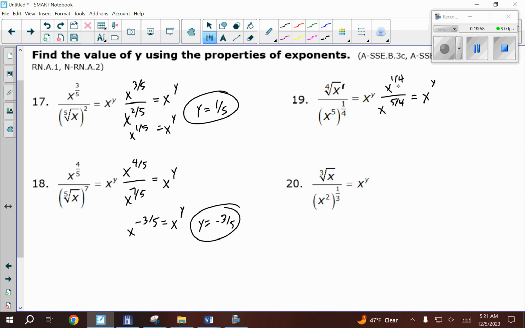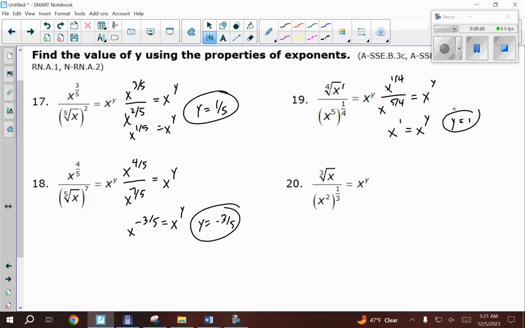And then we want to subtract from top to bottom. If I do 1/4 take away 5/4 in the calculator, it's just going to show me 1 because 1/4 take away 5/4 is 4/4. So this is just x to the 1 equals x to the y. And again, once you get it down to a single term, the tops are equal to each other. So that means that y equals 1.